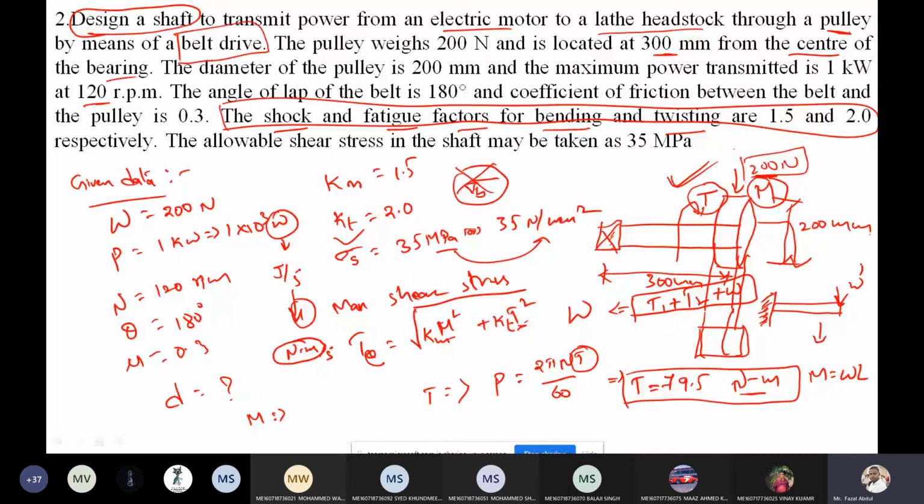This load is this one, because the system given in the question is a belt drive. A belt drive has a slack side and a tight side, that is T1 plus T2, and its self weight. If you add all these things, you will get the total load. And what is the perpendicular distance? Perpendicular distance is given as 300 mm. Just convert it into meters.